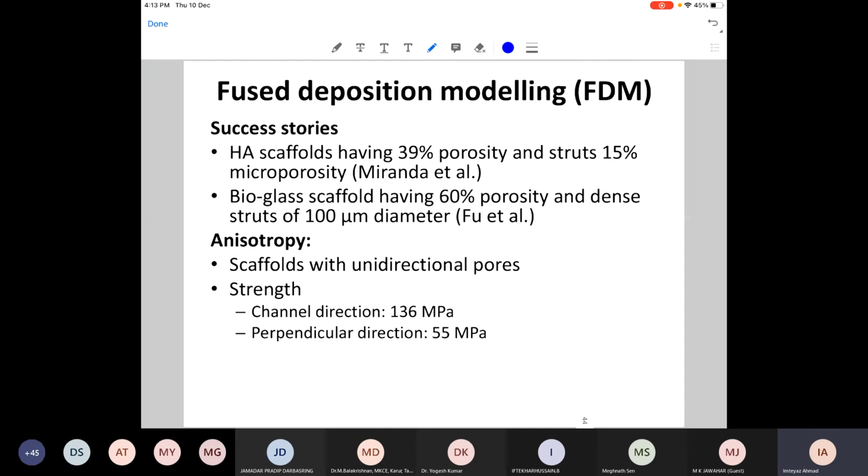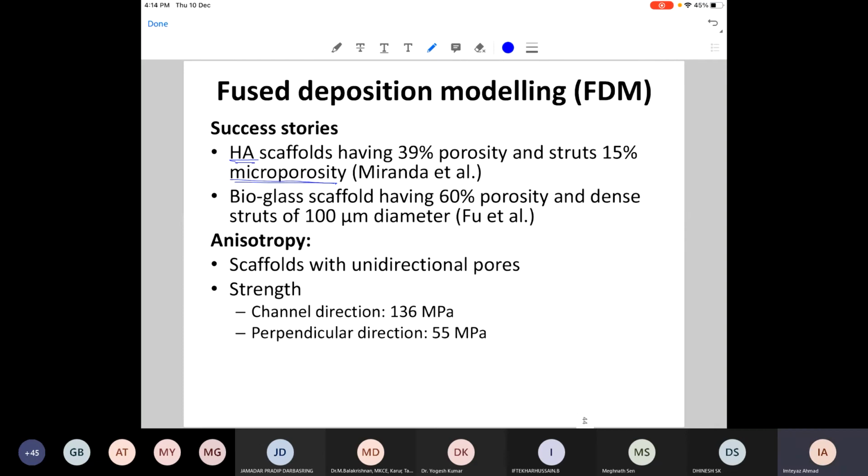Now, the success story is that people like Miranda et al. have been able to produce hydroxyapatite with 15% microporosity, which is needed for that kind of application. And bioglass scaffolds have also been produced with 60% density. So these are two examples, both from biomaterials.